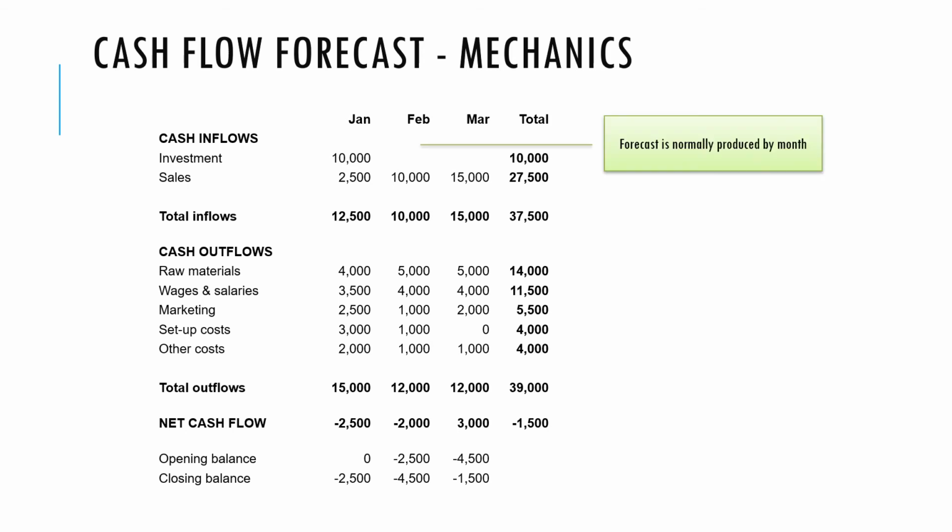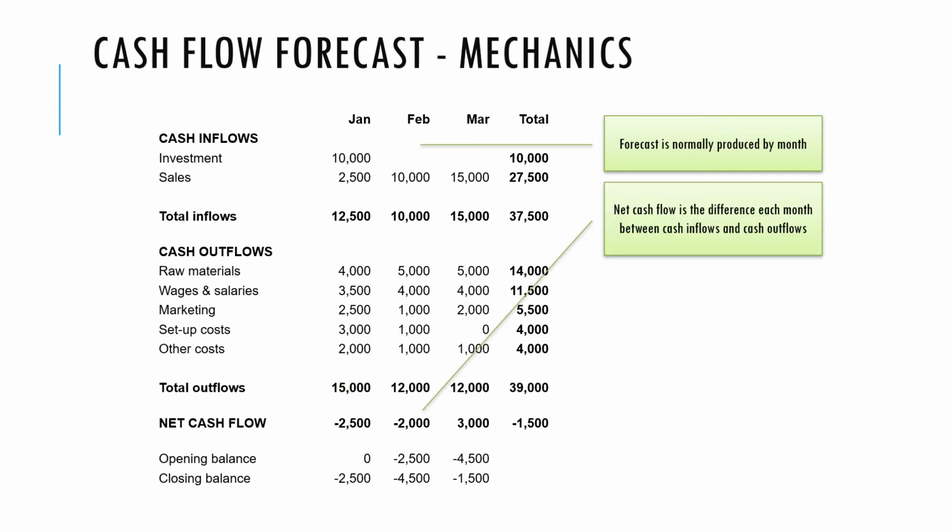So in this example here, we've got a cash flow forecast, and it's normally produced by month. We can see cash flows first of all, so from investment cash into the business and sales, total inflows, then we've got all the outflows, all the kind of costs, and the total outflows. Inflows minus outflows gives us the net cash flow, and then we have the opening and closing balances. So net cash flow is the difference between the inflows and the outflows. And then let's look more closely at the opening and closing balance.